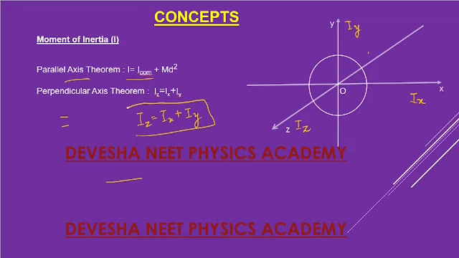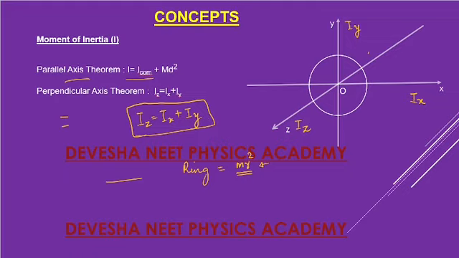We have a problem which we will explain in more detail, showing how it works. But just to give you a brief idea, for a ring, Ix is equal to mr square, and if we have to find it for some other axis, we can apply this set of theorems to get the formula for finding the I, or the moment of inertia, around the different axis. We'll get to a problem later in which we'll explain in more detail.